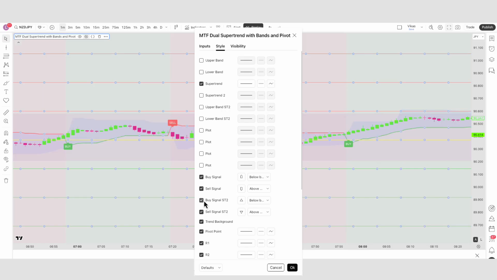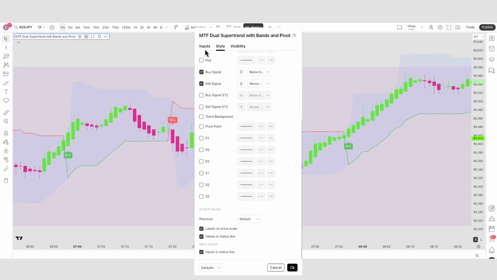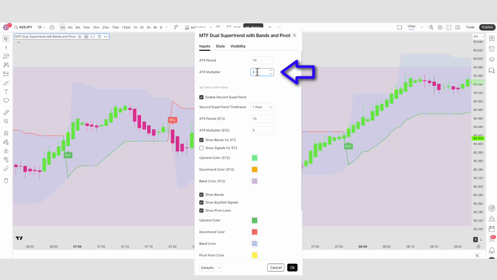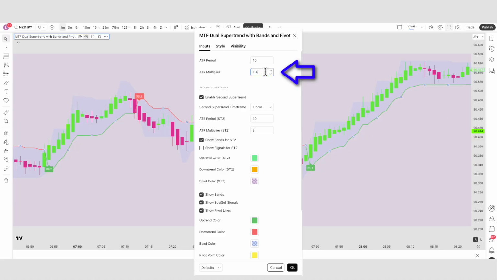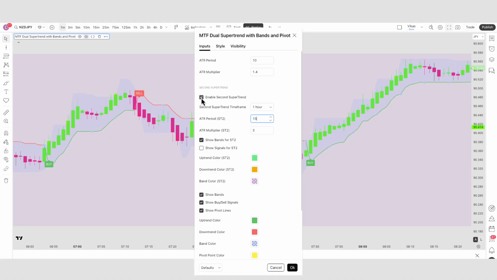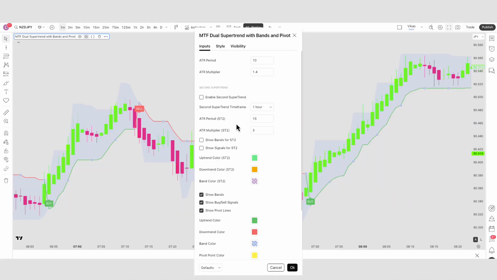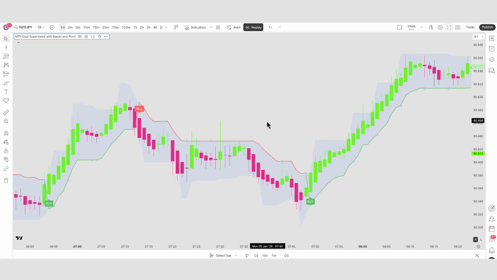First, we have to keep these options hidden. And after that, change the ATR multiplier option from 3 to 1.4, and change the ATR period from 10 to 15, and we have to keep these options hidden. Here everything is fine after that. Click OK. Now we'll add one more indicator to make this strategy more powerful.